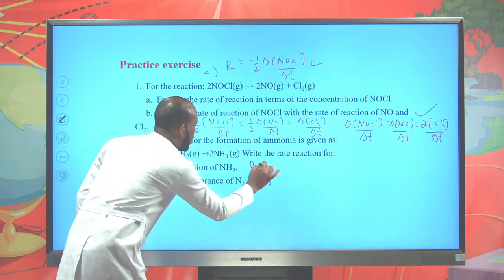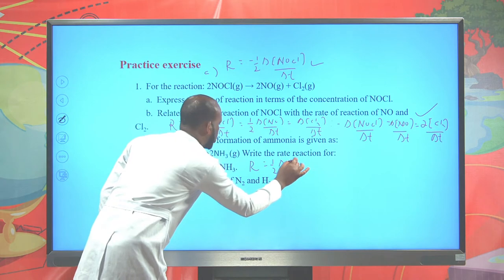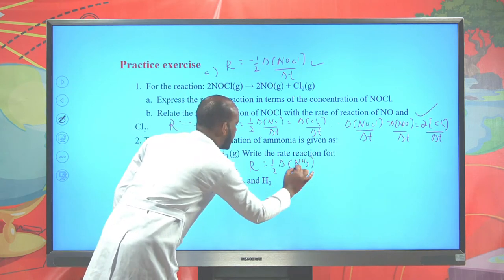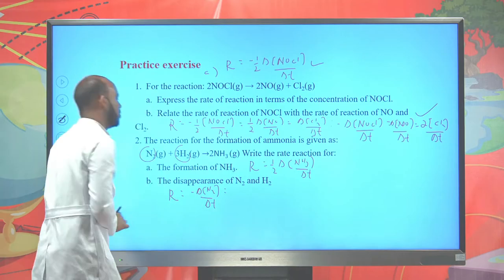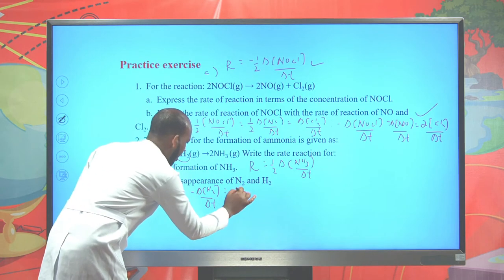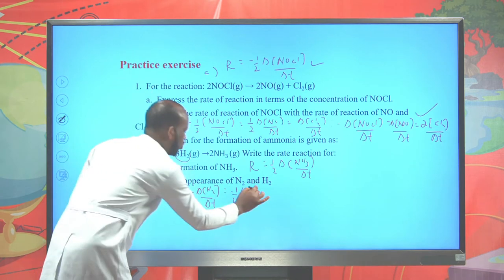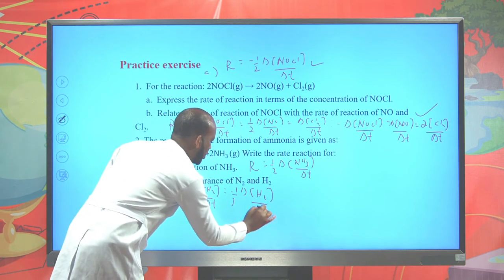Rate equals 1 over 2 change in concentration of NH3 divided by change in time. B, the disappearance of N2 and H2. Rate equals minus change in concentration of N2 divided by change in time, equals minus 1 over 3 change in concentration of hydrogen divided by change in time.